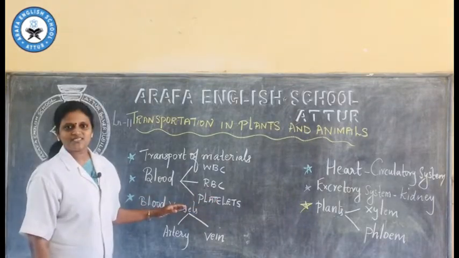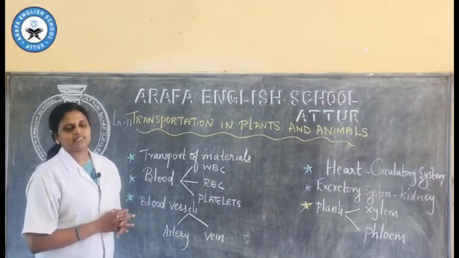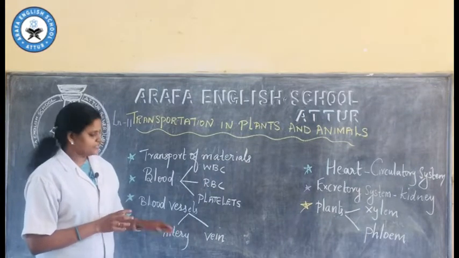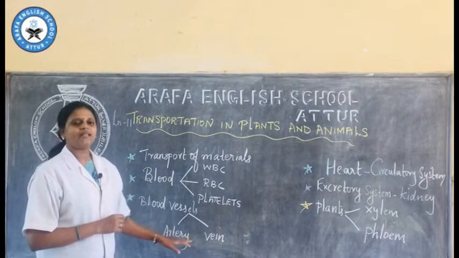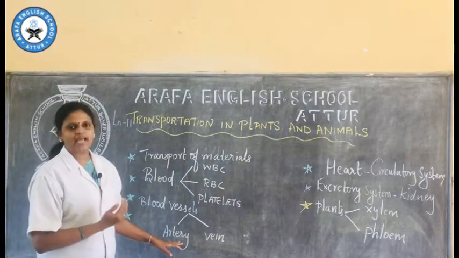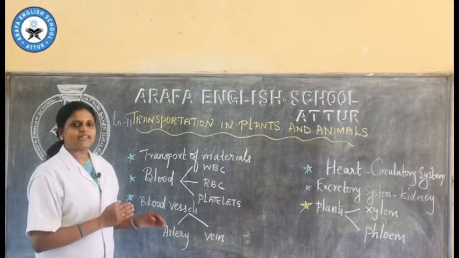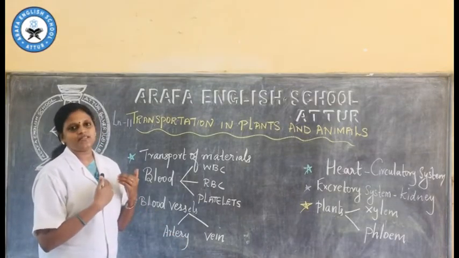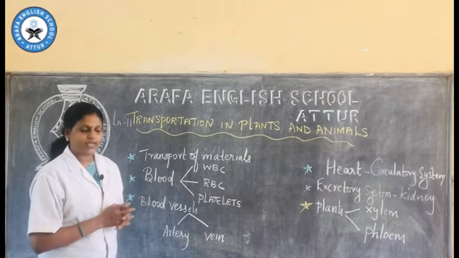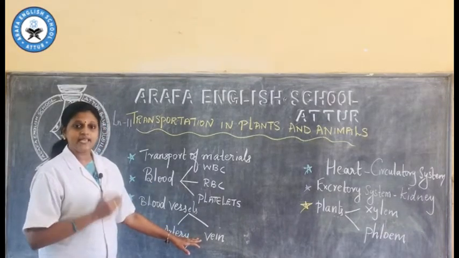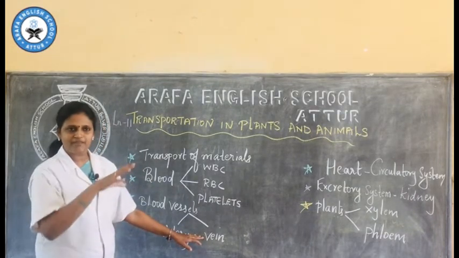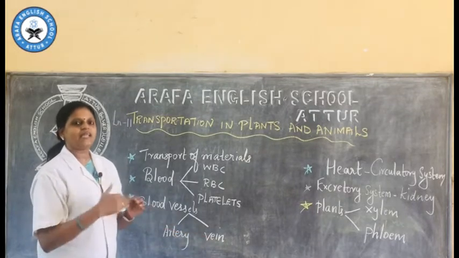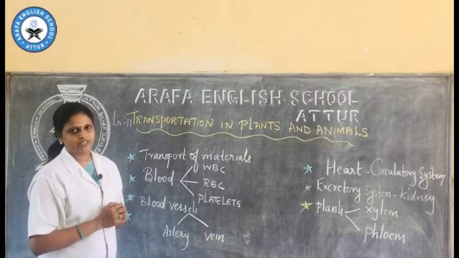Let's see what blood vessels are. Blood vessels are of two types: artery and vein. The function of an artery is to carry oxygen-rich blood from the heart and transport it to all the parts of the body, whereas veins carry the deoxygenated or impure blood from all the parts of the body and take it to the heart for purification.